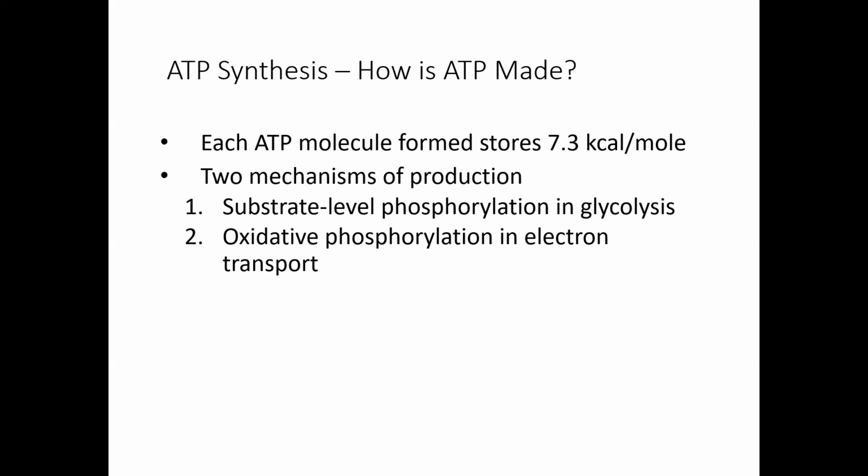Substrate level phosphorylation involves the use of enzymes to generate ATP. These dehydrogenase enzymes take the hydrogens and the high energy electrons off of the glucose and use that to push the third phosphate onto ADP to make the high energy compound ATP.